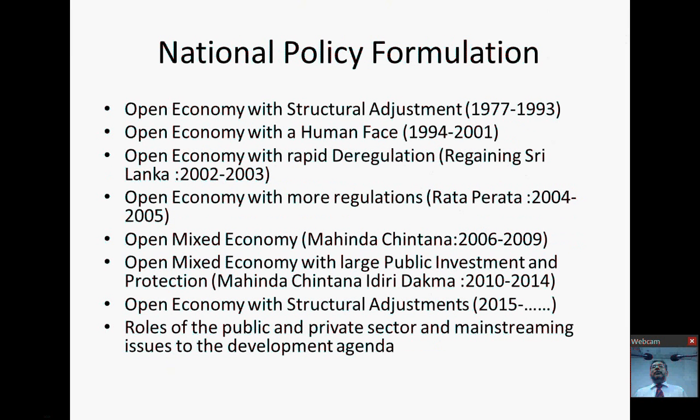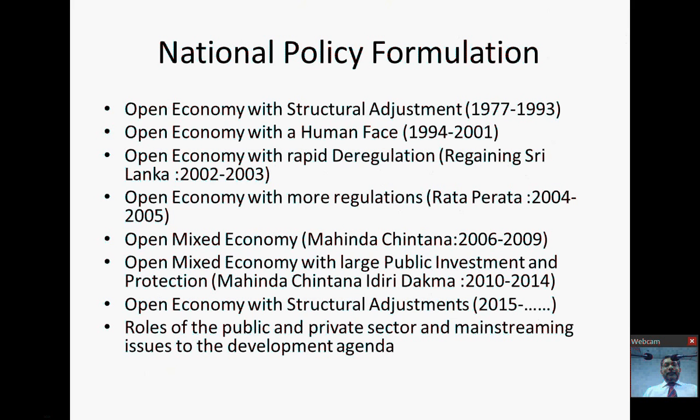Now let us see how national policy formulation has happened after the open economy came into operation in Sri Lanka. As all of you know, in 1977 the open economy came into operation in this country. So first we had the open economy with structural adjustment. What is structural adjustment? The economy first grows with the agriculture sector as the dominant sector. Then the economy grows with the industrial sector as the dominant sector. Then the economy grows finally with the service sector as the dominant sector. That is how the structure changes in the economy.